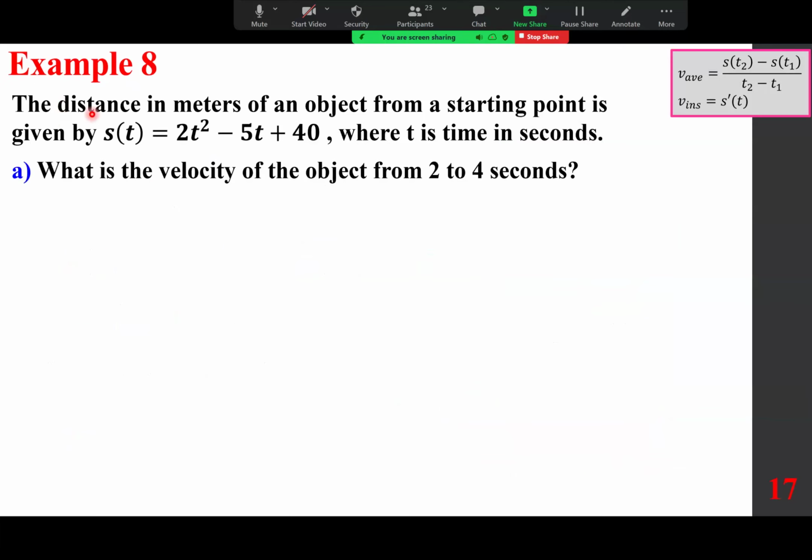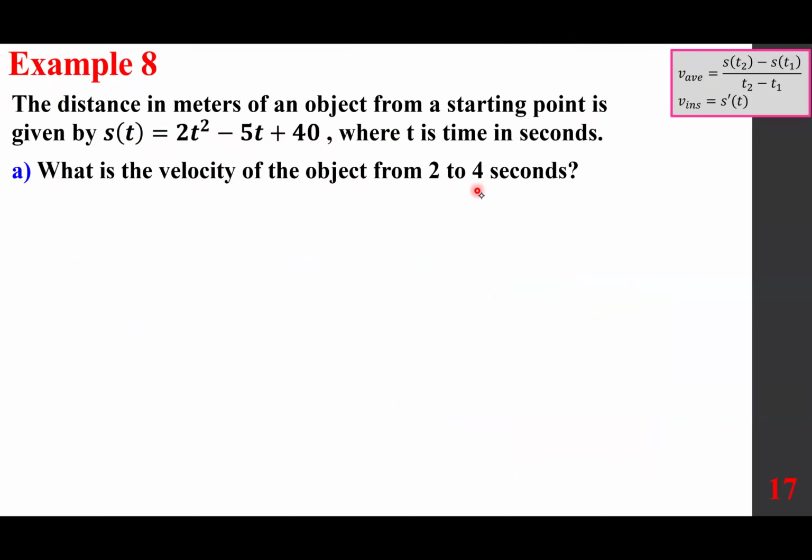Example 8, the distance in meters of an object from a starting point is given by s of t equals 2t squared minus 5t plus 4, where t is time in seconds. Part A, what is the velocity of the object from 2 to 4 seconds? Well, anytime you have 2 points in time, it means average. And we had done this question before. So it's being repeated for the purpose of using the easy way out of the differentiation, the next part.